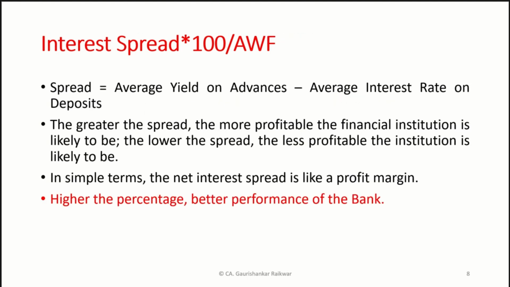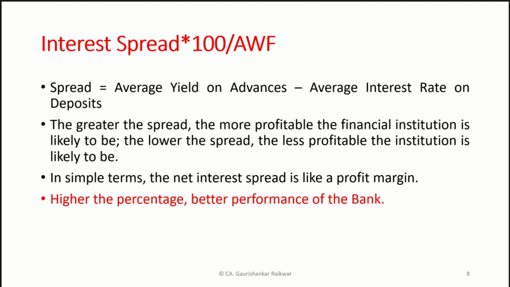Interest spread. So what is the spread? Spread is equal to the average yield on advances, which means the interest rate on advances, minus the average interest rate on deposits. The gap or difference between the rate on advances and the rate on deposits gives us the spread. So this is basically the profit margin for the bank.